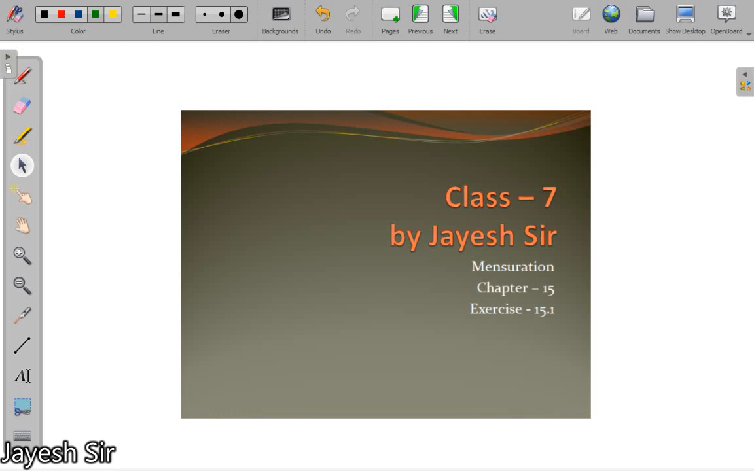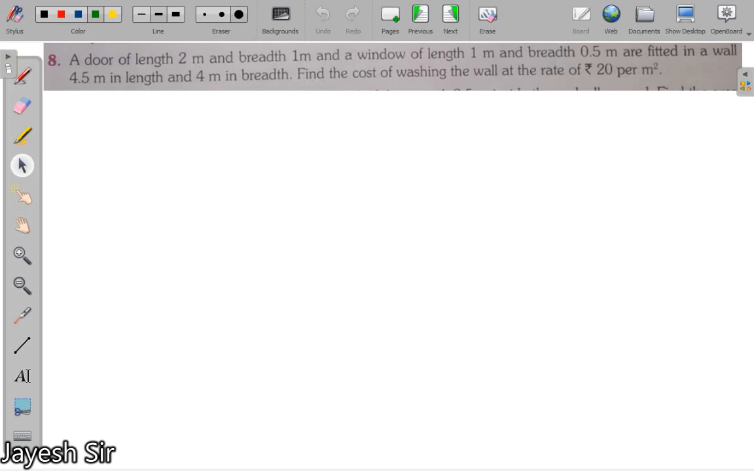Today we are going to continue with the same chapter, chapter number 15, mensuration. We have completed up till question number 7. Today we will continue with question number 8, 9 and 10, and then we will start with the next exercise today itself. So first of all we'll start with question number 8.